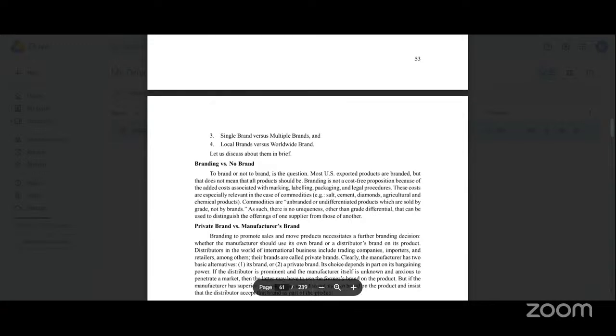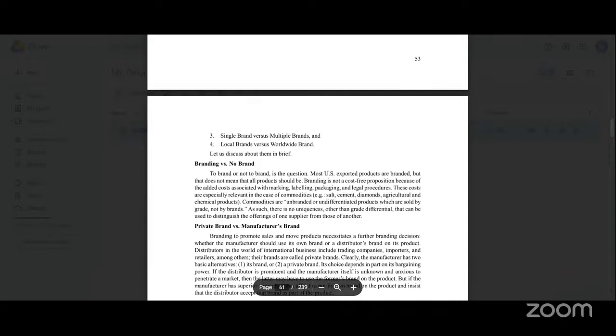So here, to brand or not to brand is the question. Is it a brand or is it not a brand? Most US exported products are always branded. It does not mean that all products should be, but branding has certain advantages. It is not a cost-free proposition, as it is based on added expenses.